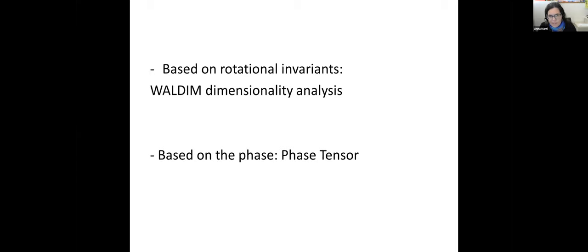There are a lot of classifications and a lot of methods, but as I say, I'm going to talk about the ones that I have more experience with, which are one type based on the rotational invariants, where I will talk about the WALDIM dimensionality analysis, and those based on the analysis of the phases, which is the phase tensor.